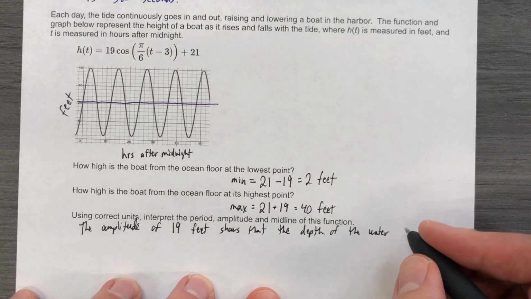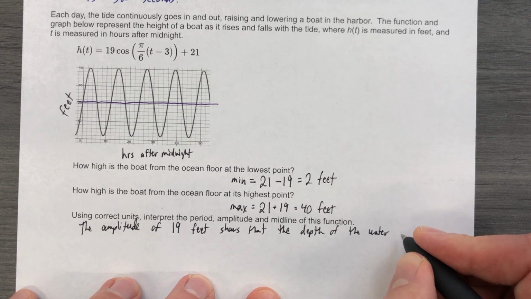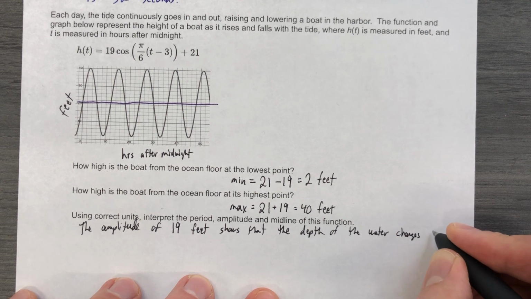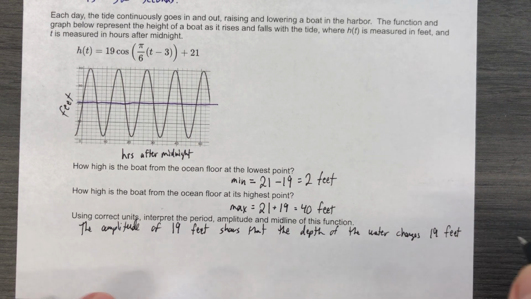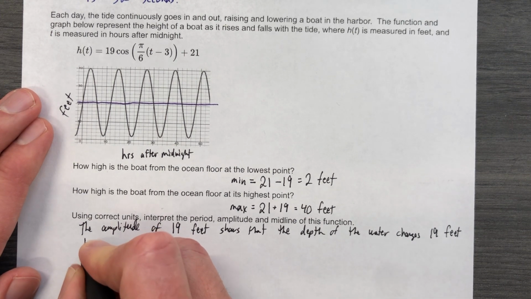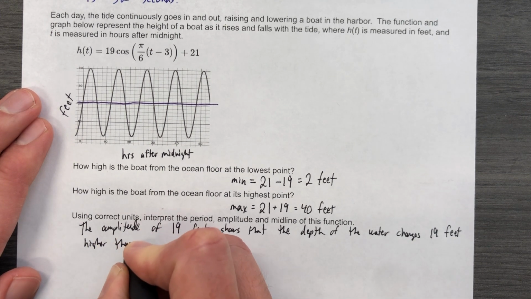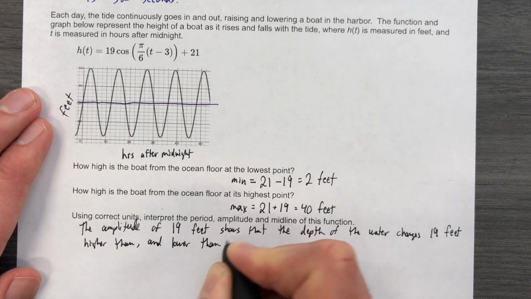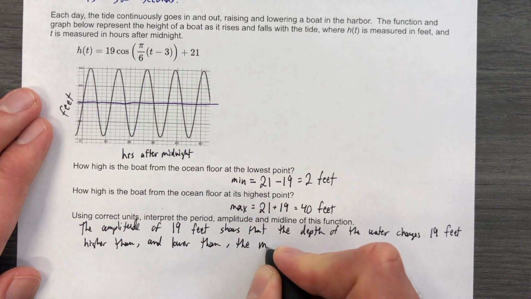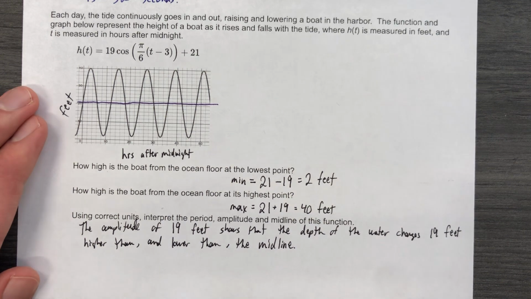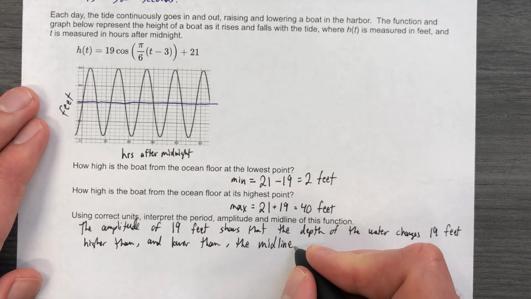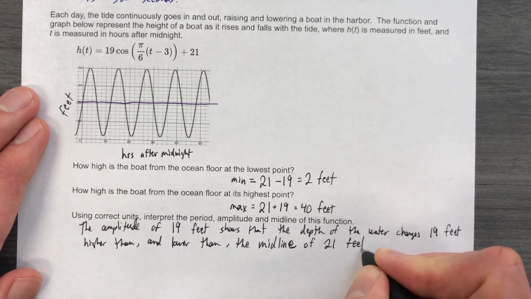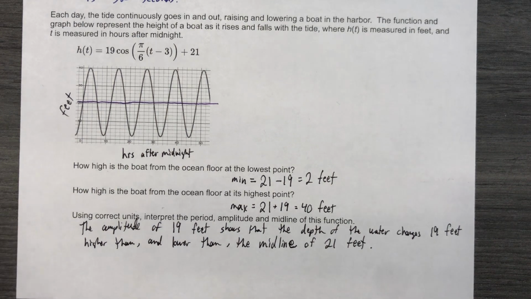The depth of the water changes 19 feet higher than and lower than the midline. That is not the best structured sentence I've ever written in my life. Nor is my handwriting very neat. The midline. Let's keep the sentence going. The midline of 21 feet. That's the average.